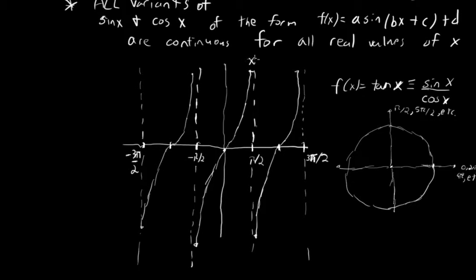So this is the asymptote x equals pi over 2. This is the asymptote x equals 3 pi over 2. x equals negative pi over 2. x equals negative 3 pi over 2. And so forth. So this is one period of the tangent function between negative pi over 2 and pi over 2, and it just repeats in this fashion. But you do have infinite discontinuities at every odd multiple of pi over 2.